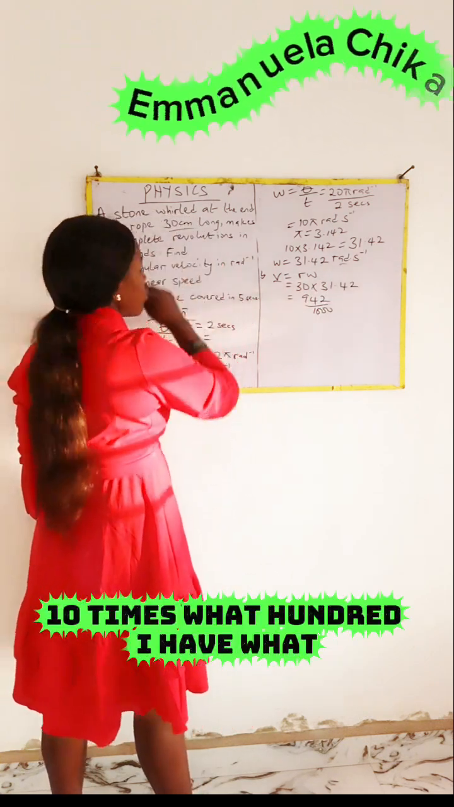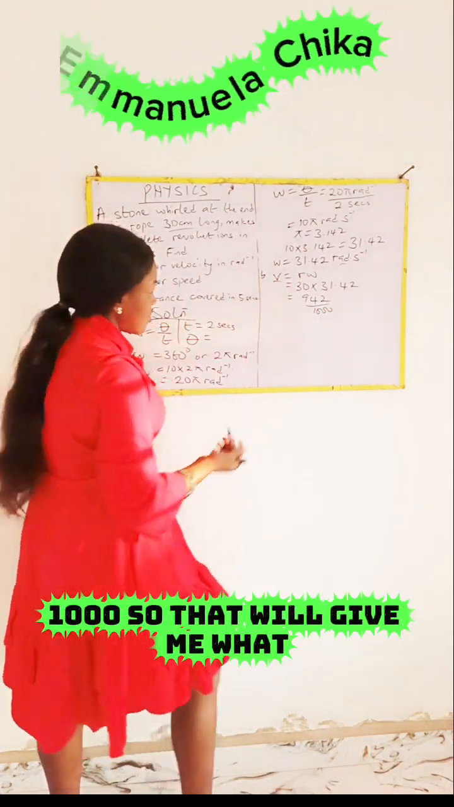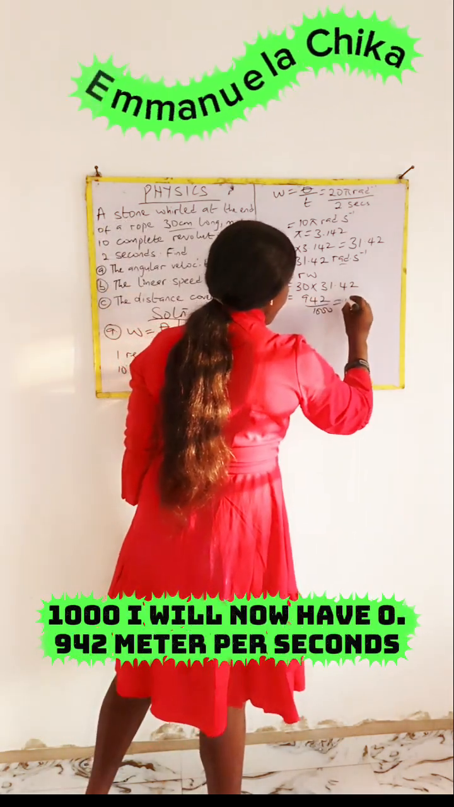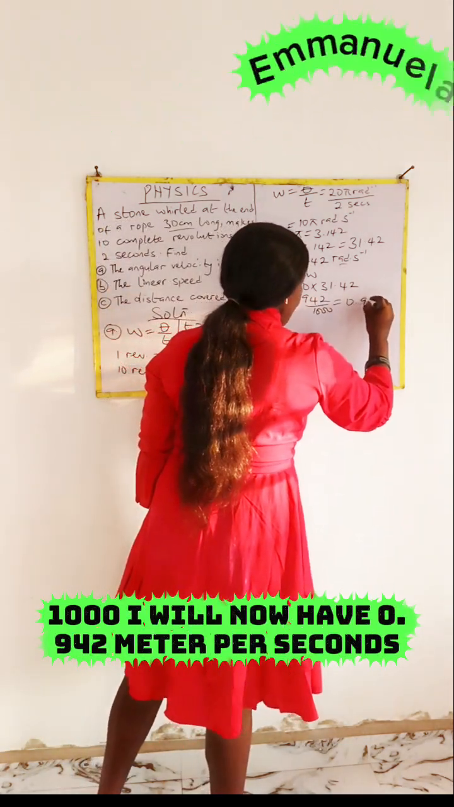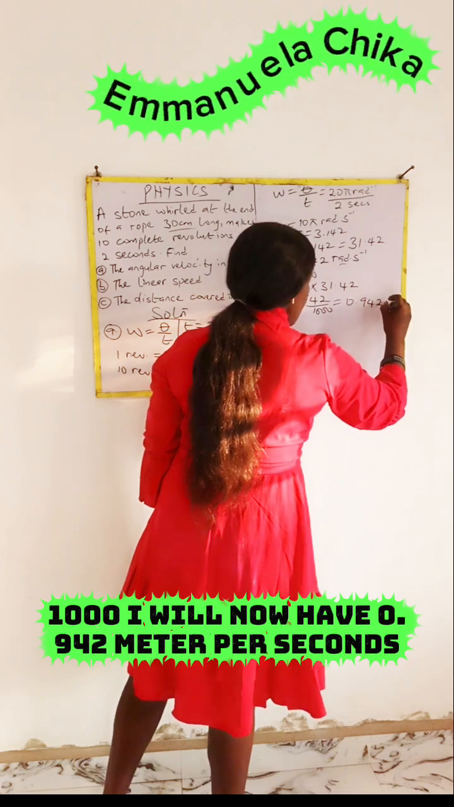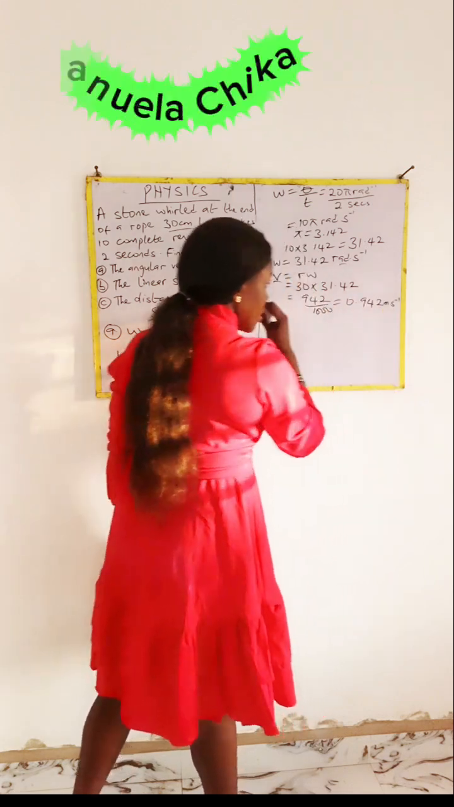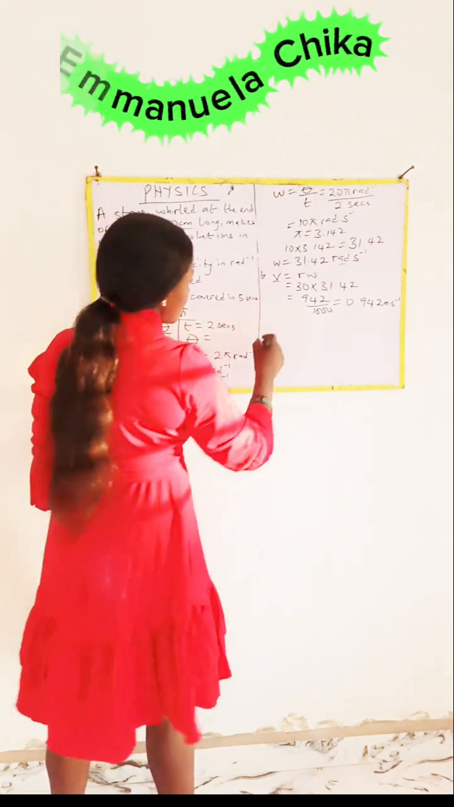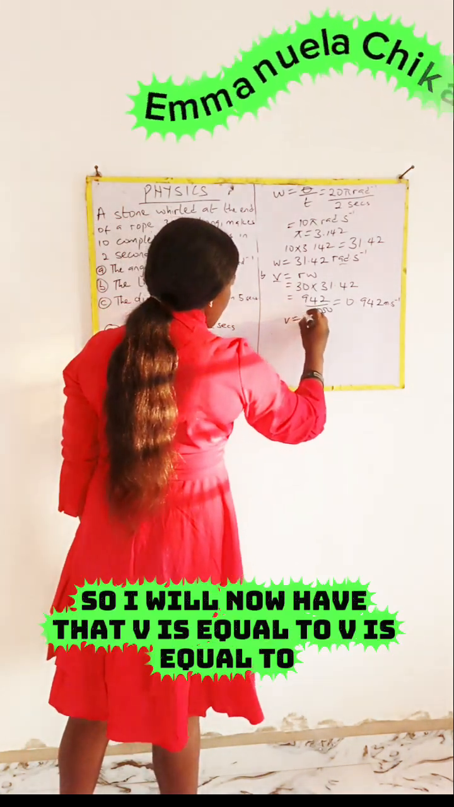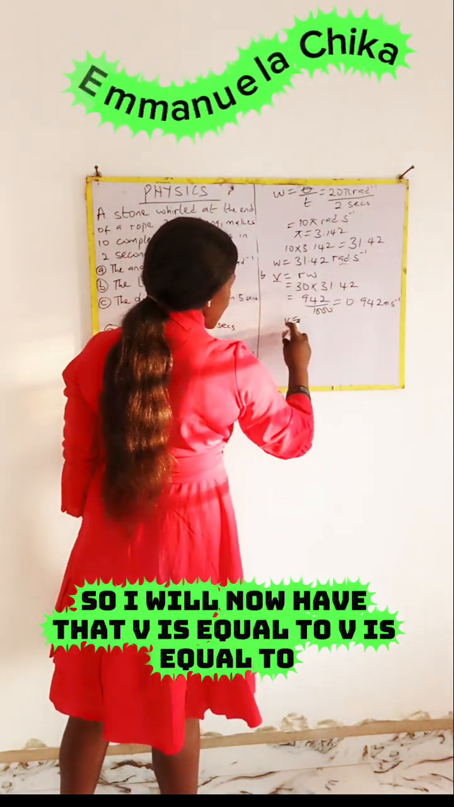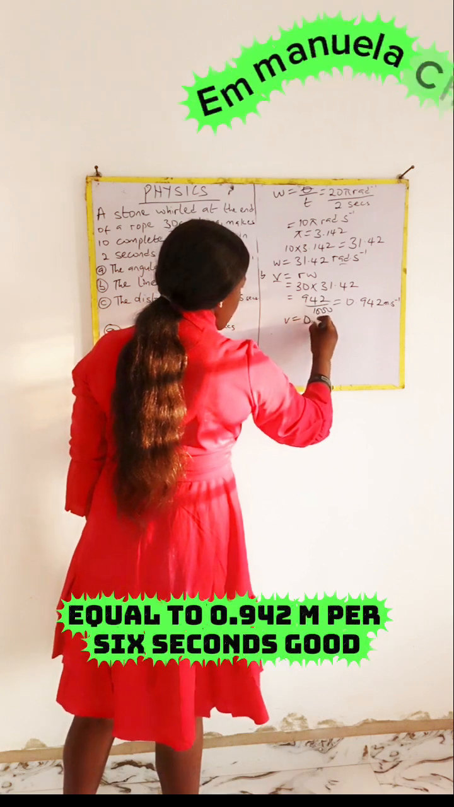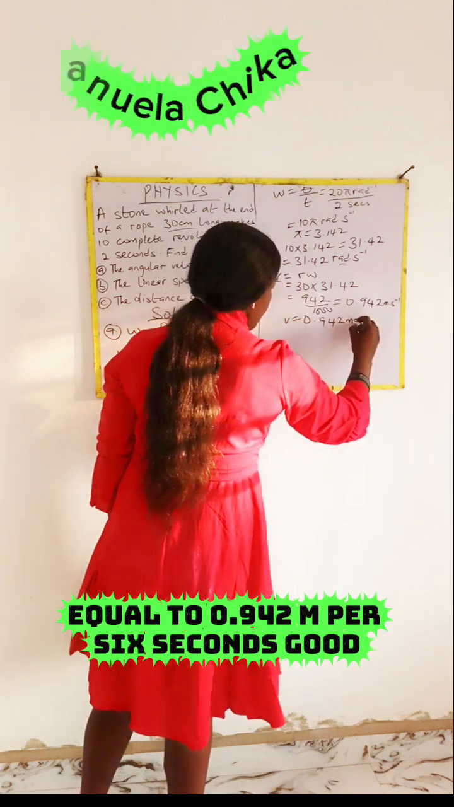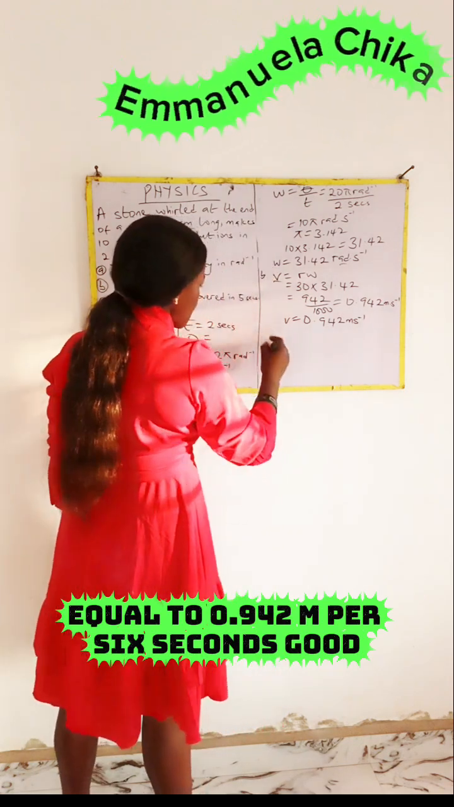So that will give me 0.942 meters per second. That should be my v. So v is equal to 0.942 meters per second. Good.